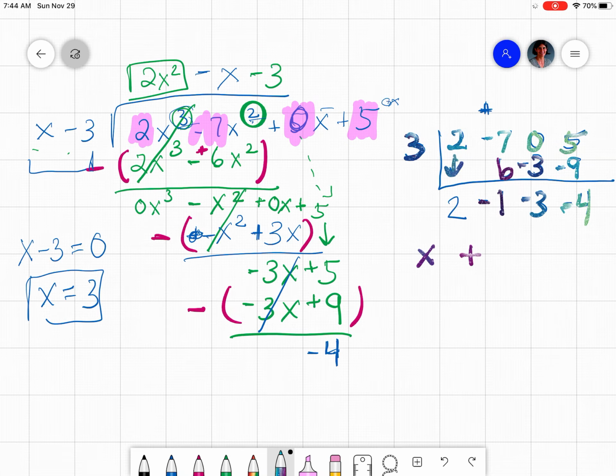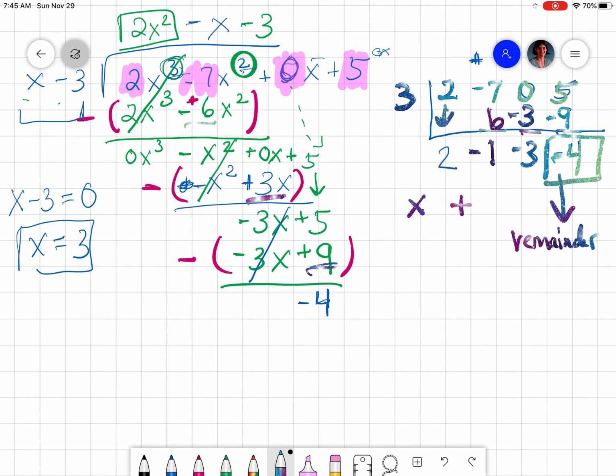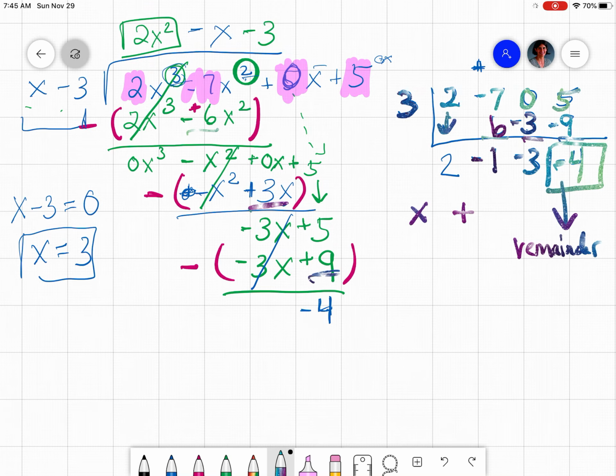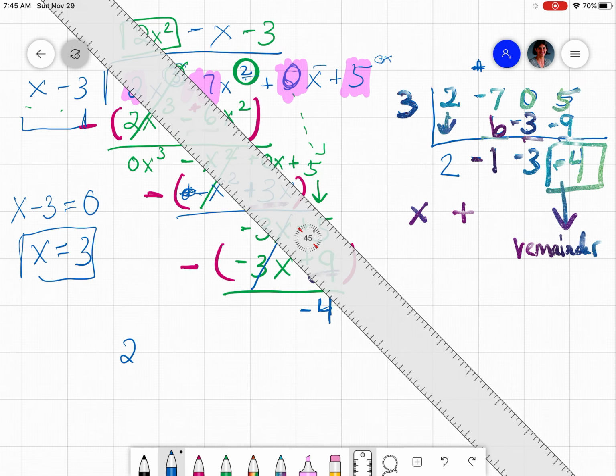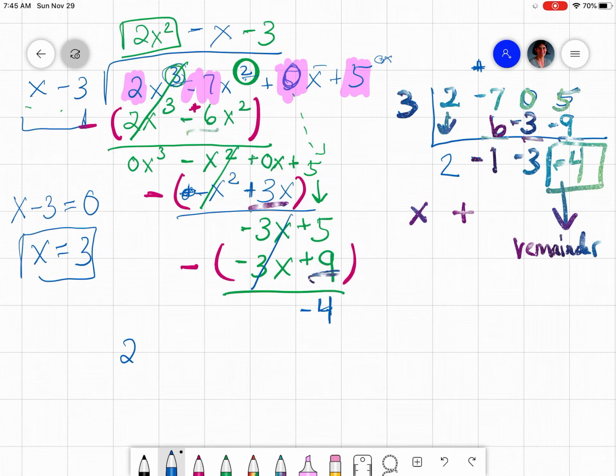Now, what do you notice about these things? Well, look, here you're getting the exact same values. And this position right here, whatever is here, this is your remainder. So when I'm all done, I can rewrite what has happened with either one of these. So what has happened? I've taken 2x cubed minus 7x squared plus 5.